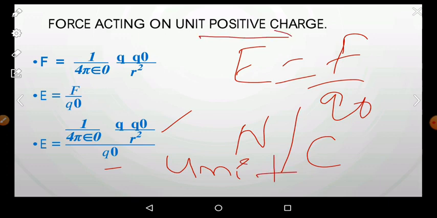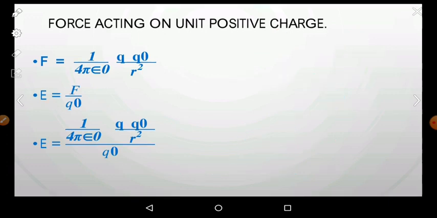Intensity of electric field is a vector quantity. Remember, force is a vector quantity between two charges. Intensity of the electric field is also a vector quantity, and it equals the force acting on unit positive charge. So this is about intensity of electric field.